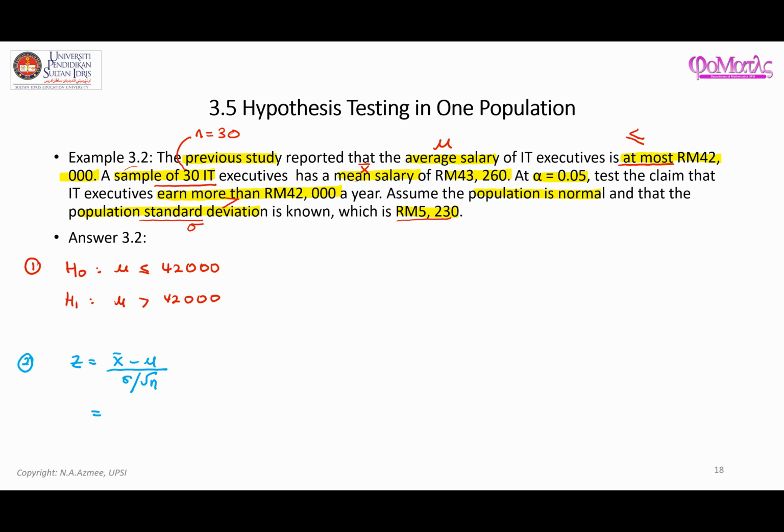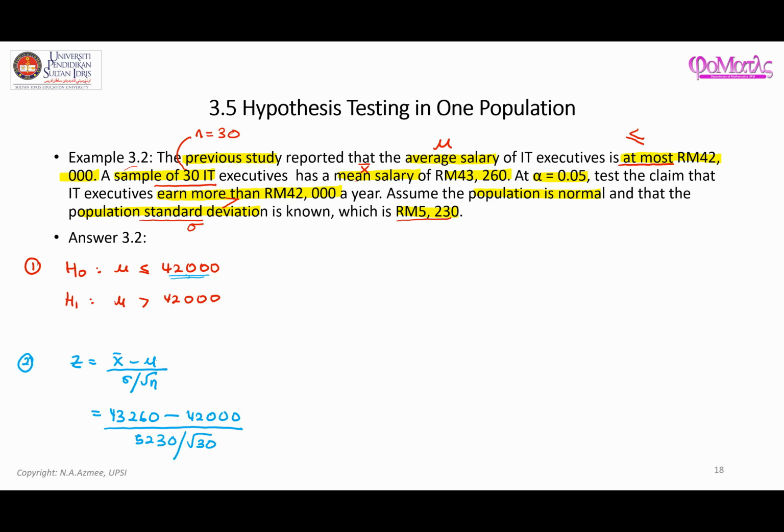Now we're just going to substitute the values. So x bar is 43,260 minus 42,000. So mu here is the value of null hypothesis. We know that mu can be substituted with 42,000 because here there is a statement of equality. Mu is equal to 42,000. So you can substitute that into here. Next, sigma is going to be 5,230 over the square root of sample size, and sample size is equal to 30.